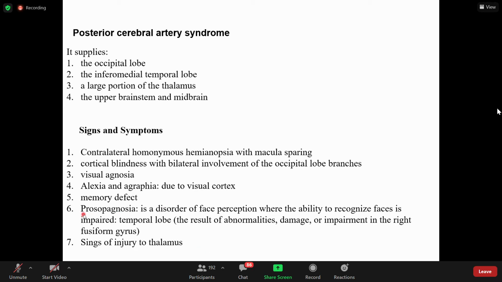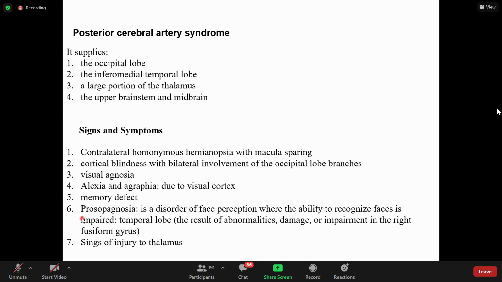And this is interesting. Prosopagnosia, basically, it's a disorder where you cannot recognize faces. Not your own face, not your mother's face, not your father's face. It's very interesting, and it has nothing to do with the visual impairment or vision or visual cortex. It's due to involvement of the fusiform gyrus that is present in the temporal lobe. It's very interesting.